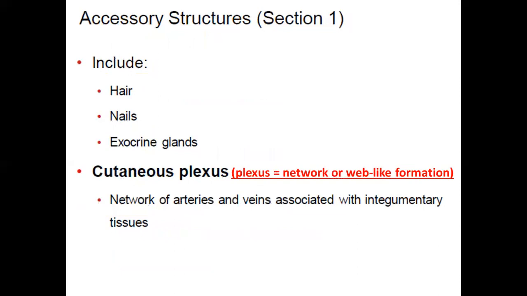These accessory structures are the hair, nail, and exocrine glands. So we'll talk about sweat glands and another type of gland that are accessory structures in the integumentary system. And the cutaneous plexus, which a plexus is a network or a web-like formation. It can be blood vessels or nerves in the body. So this cutaneous plexus happens to be a network of arteries and veins that's associated with tissue in the skin.